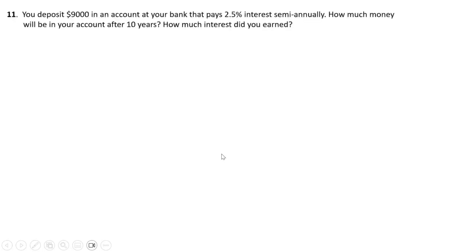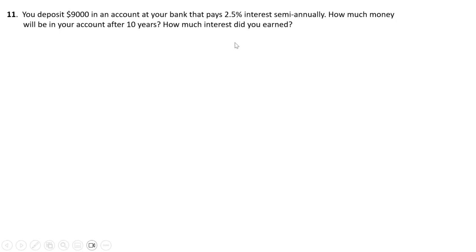Number 11. Now here, if you deposit $9,000 in an account at your bank that pays 2.5% interest semi-annually, how much money will be in your account after 10 years, and how much interest did you earn? Because for this one, it's called compound interest. How do I know that? Because here's a key word that pays semi-annually. So this is a compound interest.